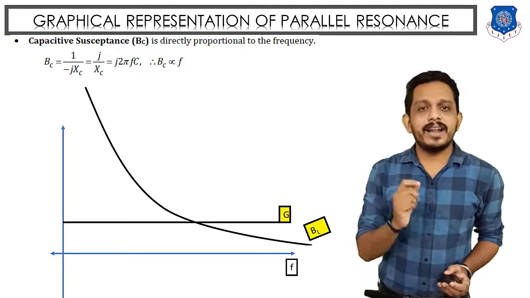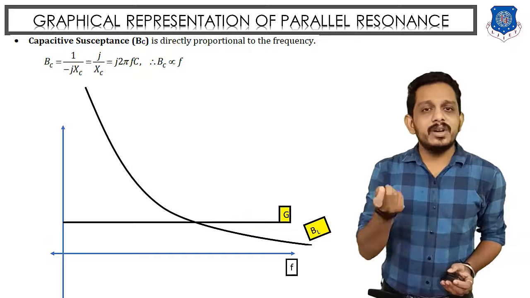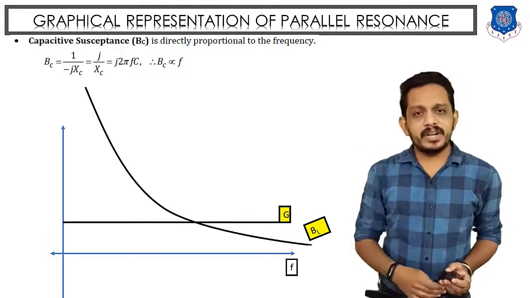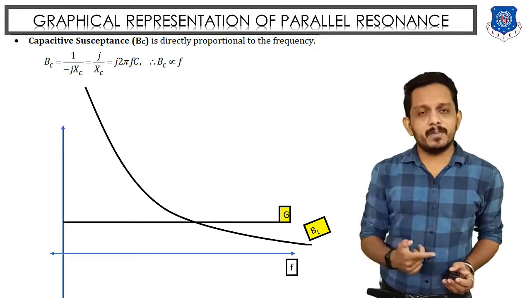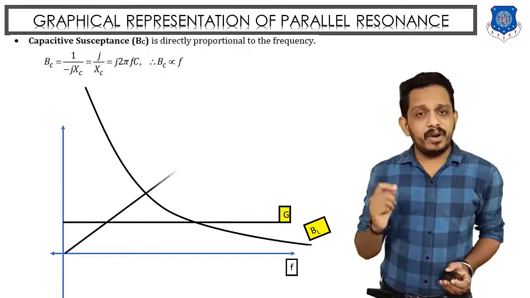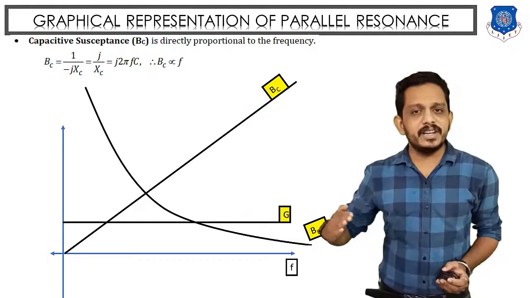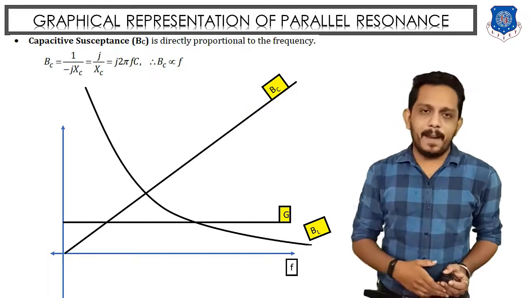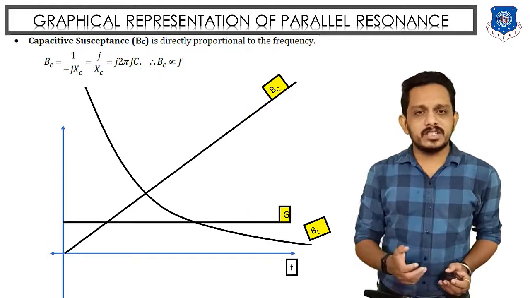Now let's draw the graph of BC. This is nothing but the capacitive susceptance, and this is also the inverse of the capacitive reactance. Previously, capacitive reactance was inversely proportional to frequency, but here the capacitive susceptance is directly proportional to the frequency. So if frequency is 0, then capacitive susceptance will be 0. As frequency increases, capacitive susceptance will increase. So these were all three parameters: conductance, inductive susceptance and capacitive susceptance.